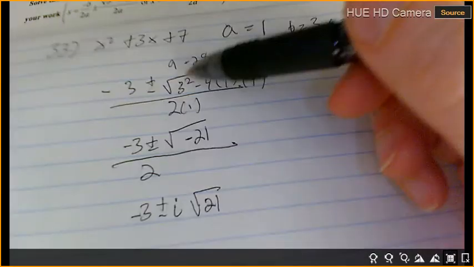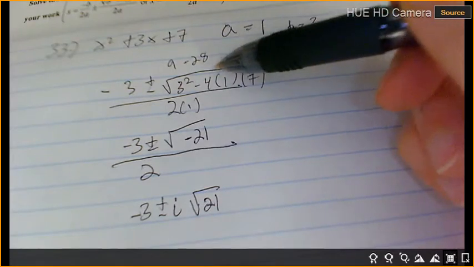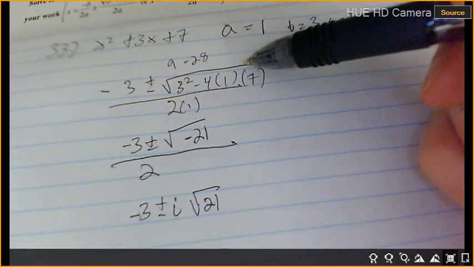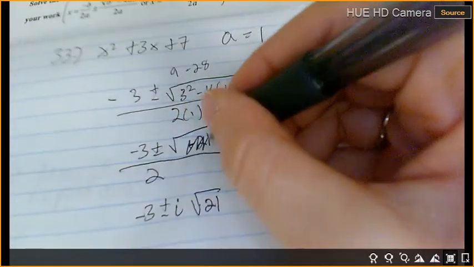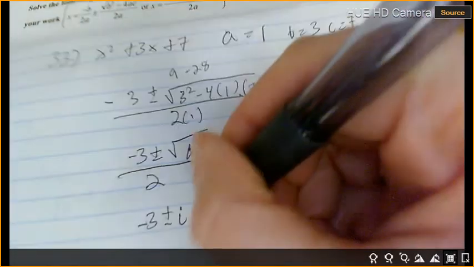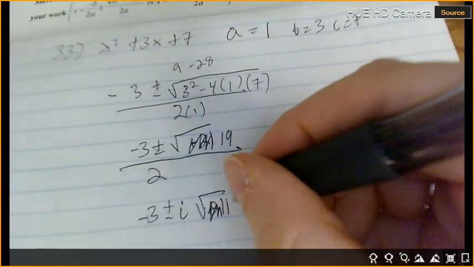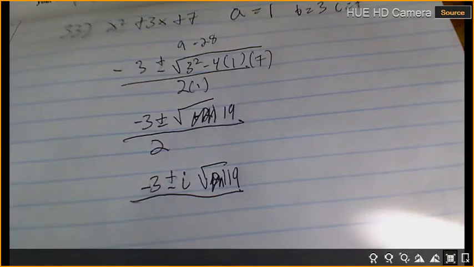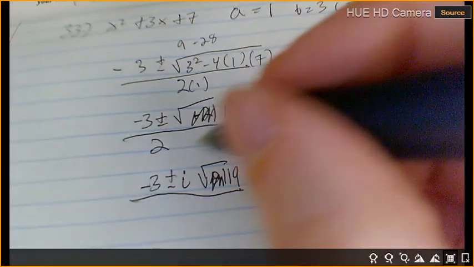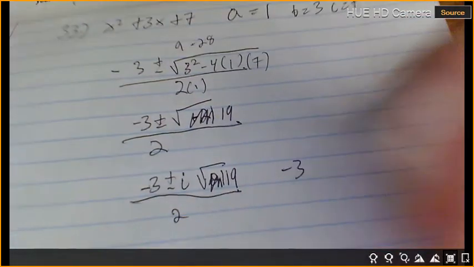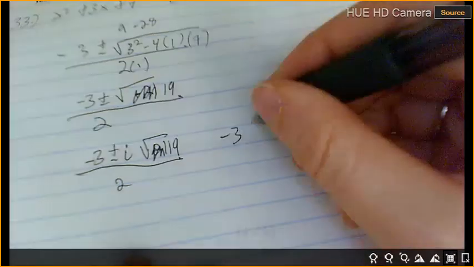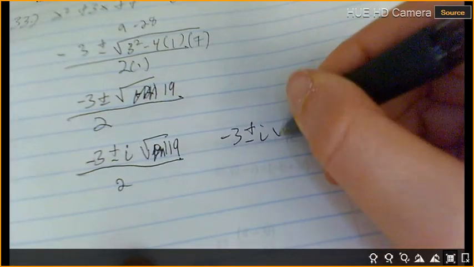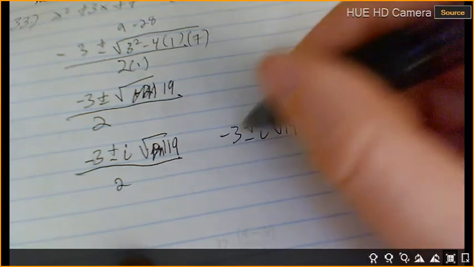So 3 times 3 is 9, right? 4 times 1 is 4. 4 times 7 is 28. 9 minus 28 is negative 19, not 21. Okay. But nothing comes out of 19, so I get negative, I'm going to write this better so you can actually tell what answer it is. -3 plus or minus I square root 19 over 2.